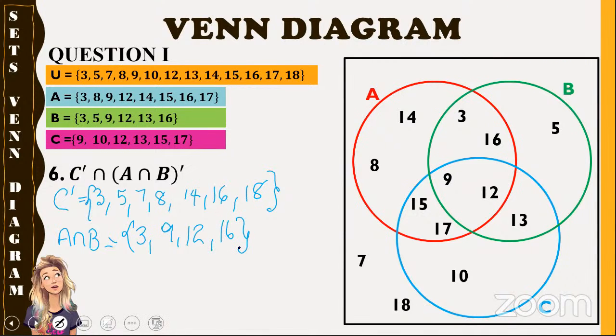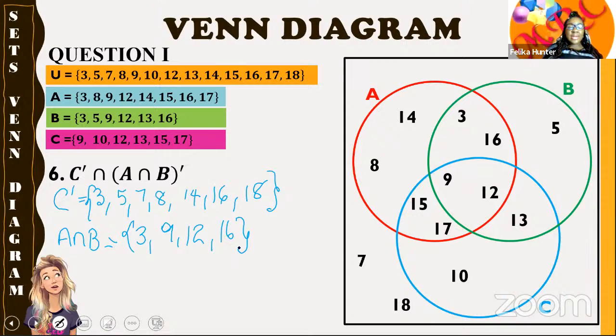Miss, why I said 3 and 16 was because it was also in C. But I realized it is... So remember, as I said earlier, it is what is common to A and B, even if it's common to C, it doesn't matter. So what is common to A and B? Even if it is in C, we're focusing on A and B.